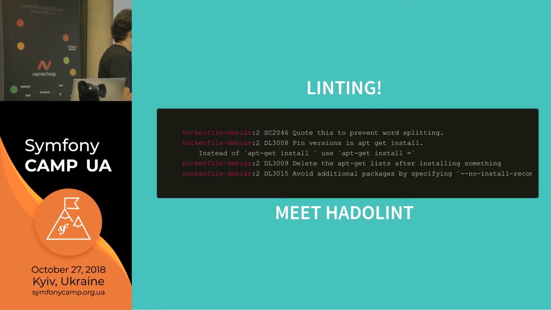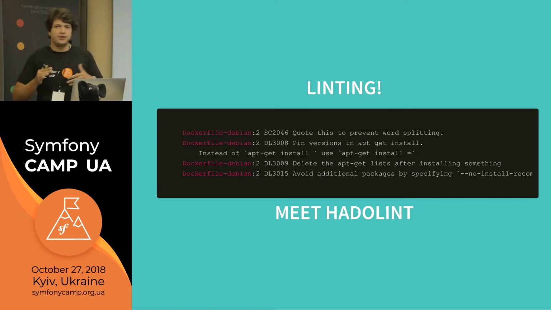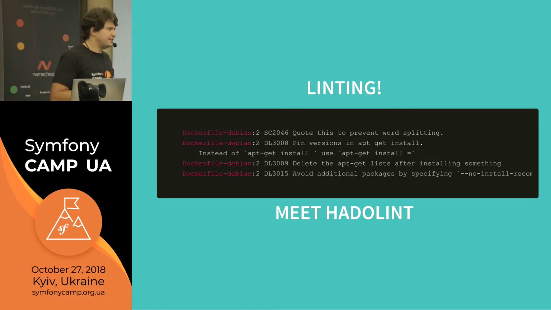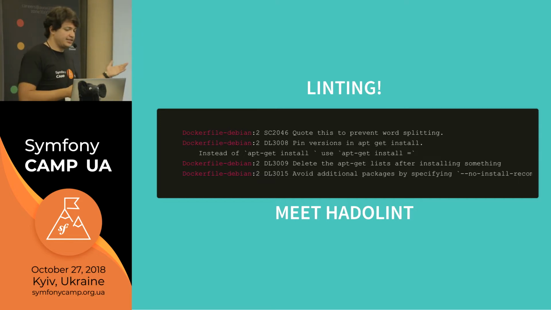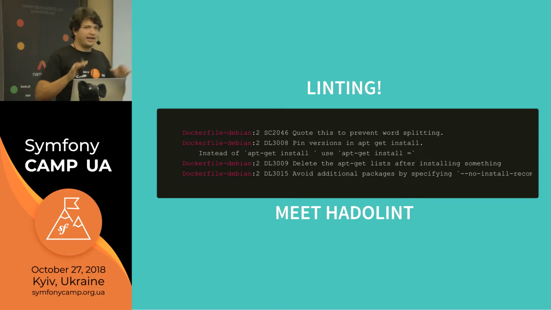It's basically saying you should quote variables because in shell, if you don't, it can have word splitting, which means you can break your build, or someone can inject some malicious instructions in your code, just like in PHP. You should lock the versions in your apt-get or apk add. You should remove the cache, and you should make sure, like in this case for Debian, that you're not installing a lot of packages around it that you don't need. So let's use hadolint for that.